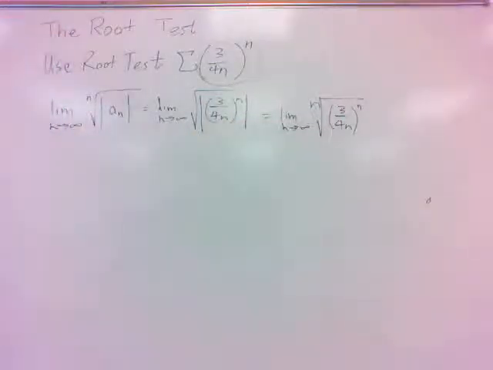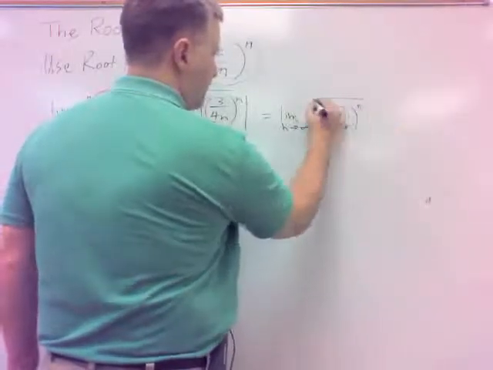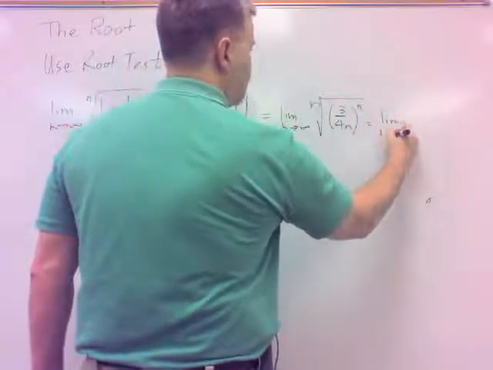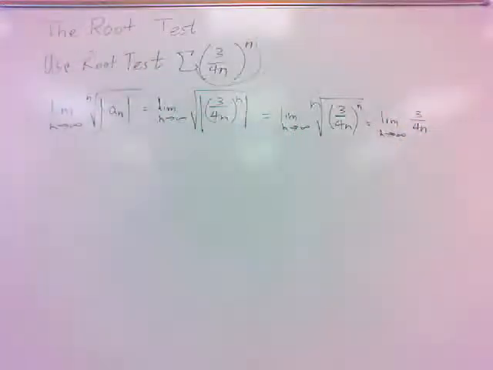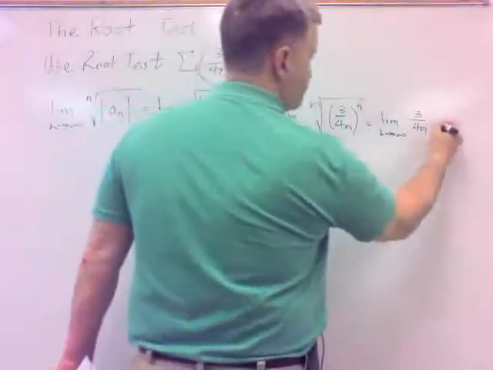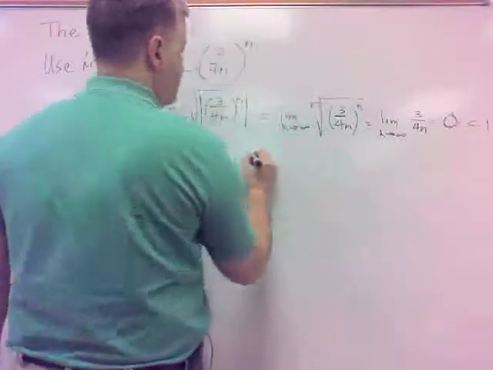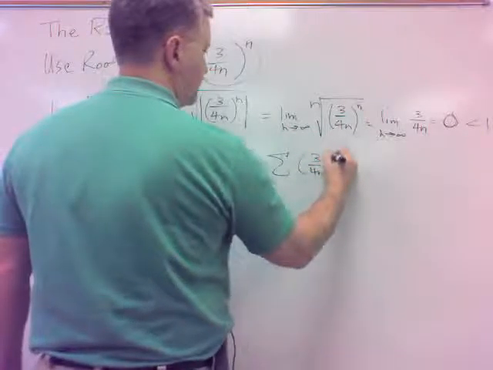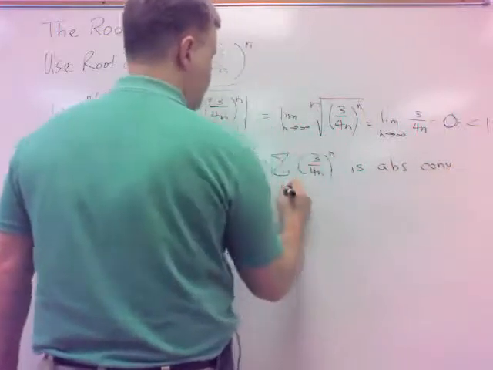Well, this is why this root test is so handy, because what happens if I'm doing the nth root of something to the nth power? Basically the nth root and the n cancel out, so I'm just looking at the limit as n goes to infinity of 3 over 4n. What happens as we go to infinity? If n's going to infinity here, doesn't that go to 0? Which is less than 1. Which means this series, 3 over 4n to the nth, is absolutely convergent by the root test.